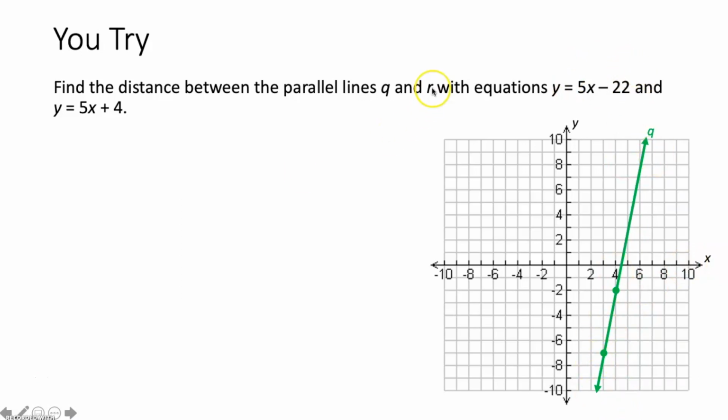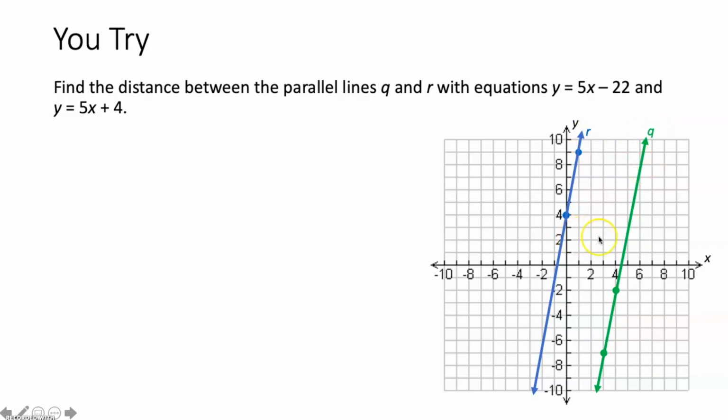Perfect. We then graph line R with the equation y is equal to 5x plus 4. That's a little easier. We have a y-intercept of 4. So we go to 0, 4, put a point, and then the slope is again 5 because they're parallel lines. So we go up 5 over 1, and we put a point at 1, 9. Draw a line through those, and we have graphed lines Q and R.